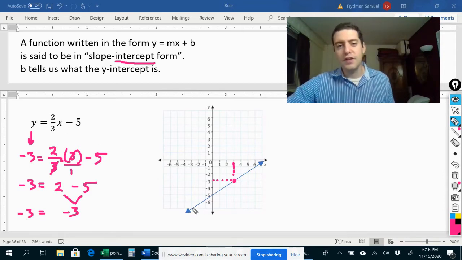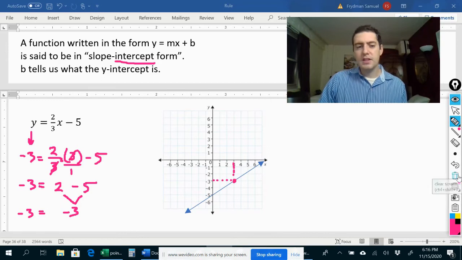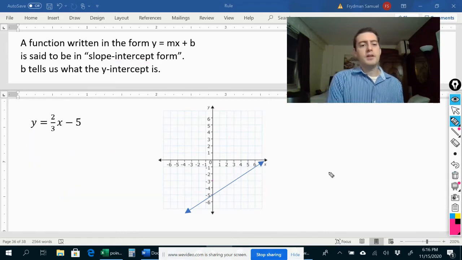And in fact, I could have done that with any point along the line. All of these points are solutions to this equation. So that's a little bit of a review, but now let's get into the fact that the b tells us what the y-intercept is. So what is the y-intercept for this graph?